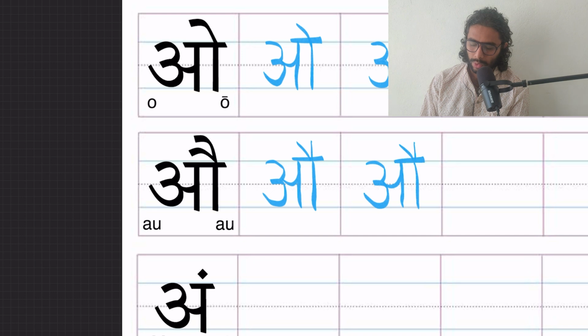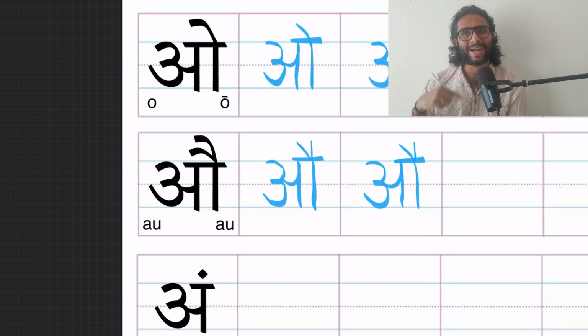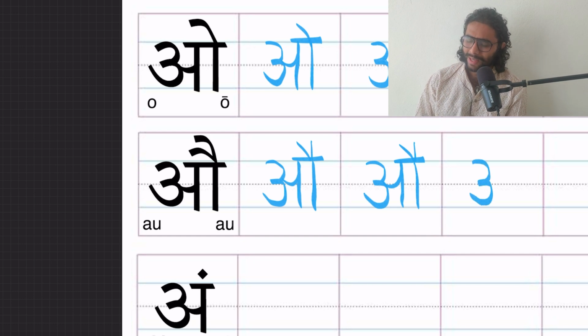Make sure once again that you pay as much attention to each and every curve of the letter as you write them. I'll be doing this myself when I'm practicing letters that I'm not aware of. Because I know the Devanagari alphabet, I might not be paying as much attention as I must, but let me try. This is Au.